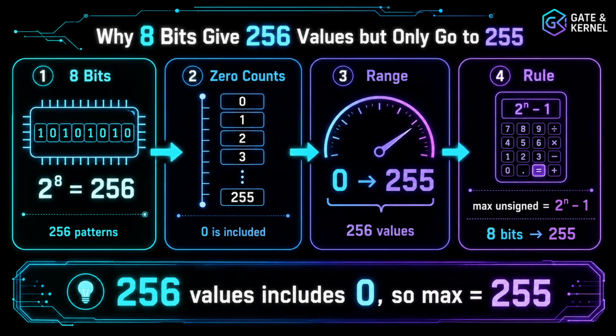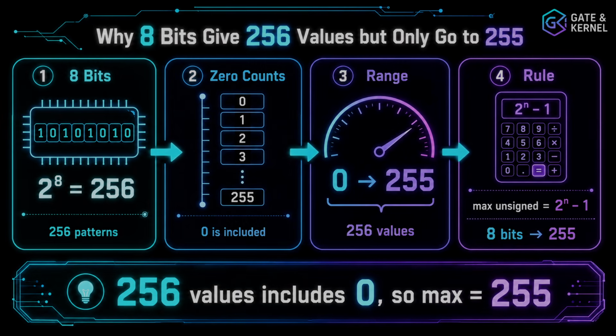Chapter 13. Why 8 bits give 256 values but only go to 255? 8 bits provide 256 possible patterns. So why is the largest unsigned value 255? Because 0 is one of the values. The range from 0 through 255 contains exactly 256 numbers. In general, the maximum unsigned value represented by n bits is 2 to the power of n minus 1.